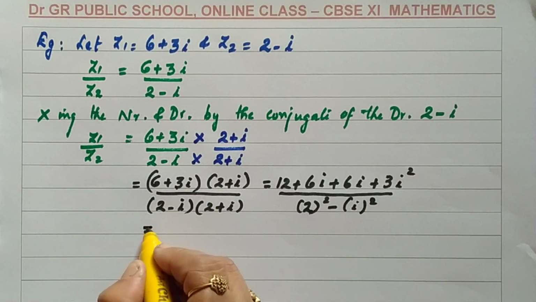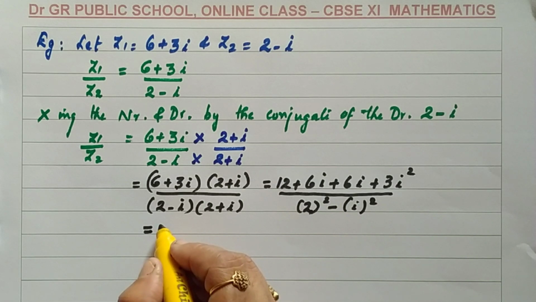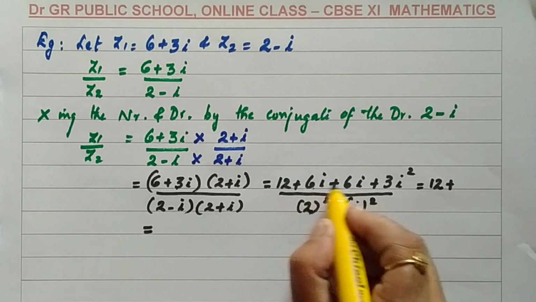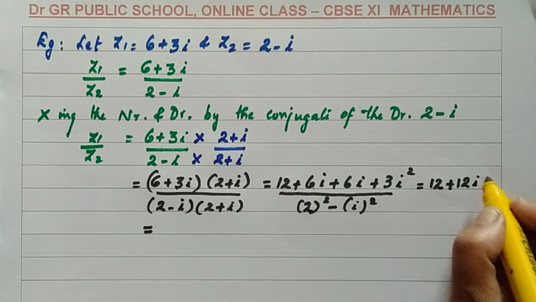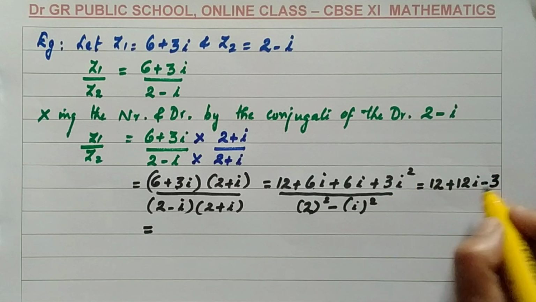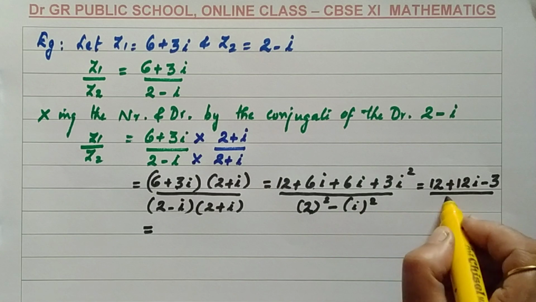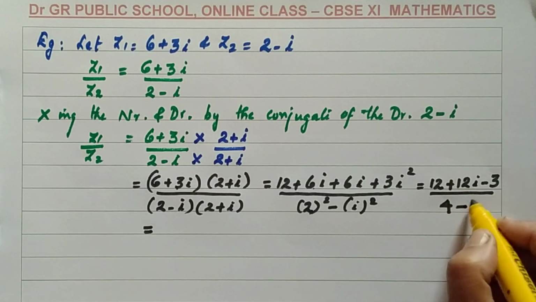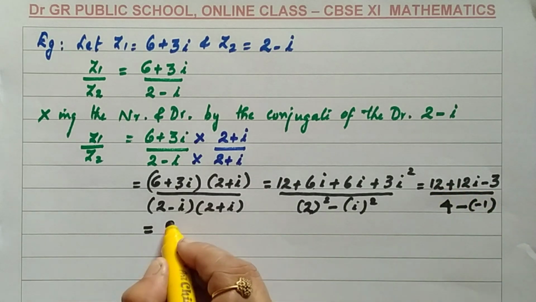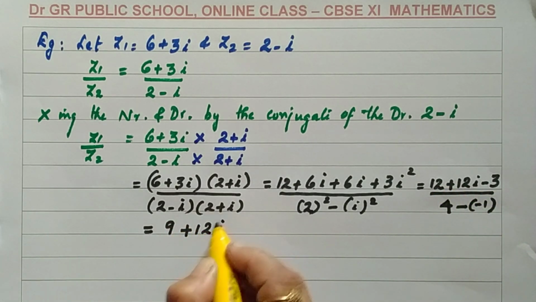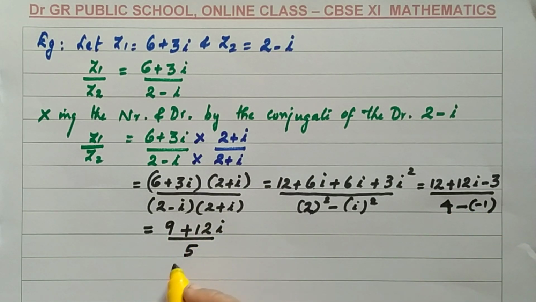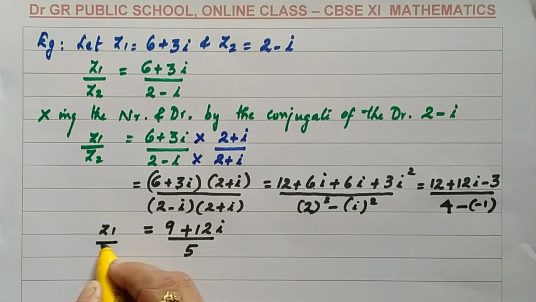Okay, we can proceed further, which is equal to, I am going to combine the like terms, 12. Here if you want, you can write one more step, 12 plus 6i plus 6i is 12i. 3i square is minus 1. So 3 into minus 1 is minus 3. The whole divided by 2 square is 4 minus i square is minus 1. Again, 12 minus 3 is 9 plus 12i divided by 4 minus 1, 4 plus 1 which is 5. So this is the answer of z1 by z2.